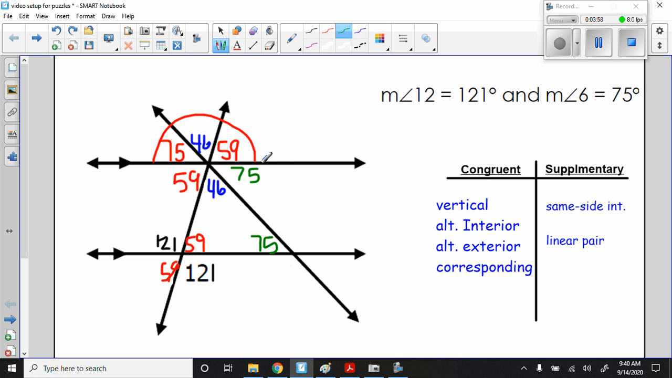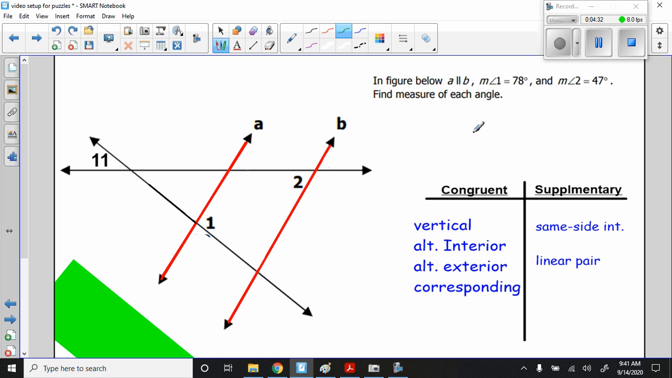I also could have done alternate interior angles here to get to 75 as well. That might have been easier for you to see. But then this vertical angle is 75. Now this half circle, that's going to get you 105. Okay, so I'm going to keep practicing, go to the next puzzle.